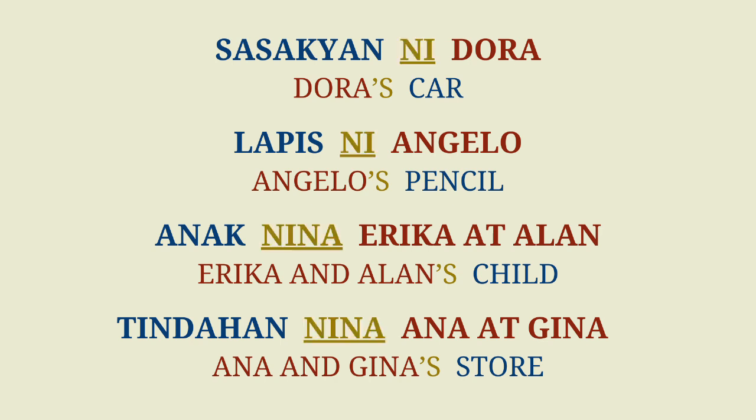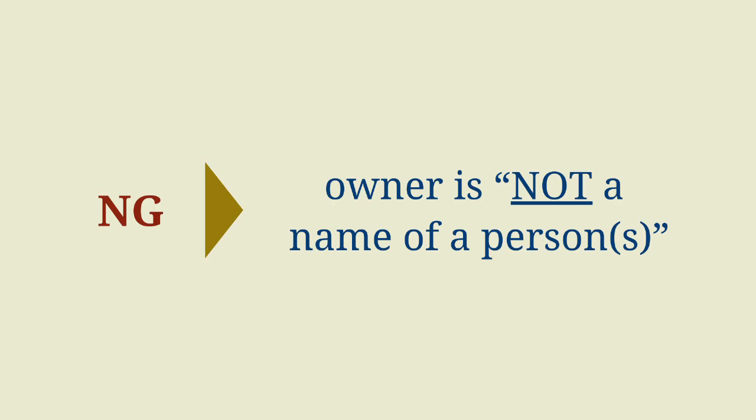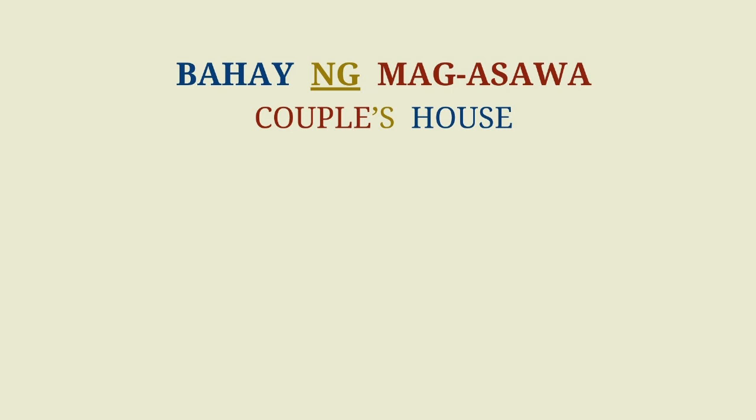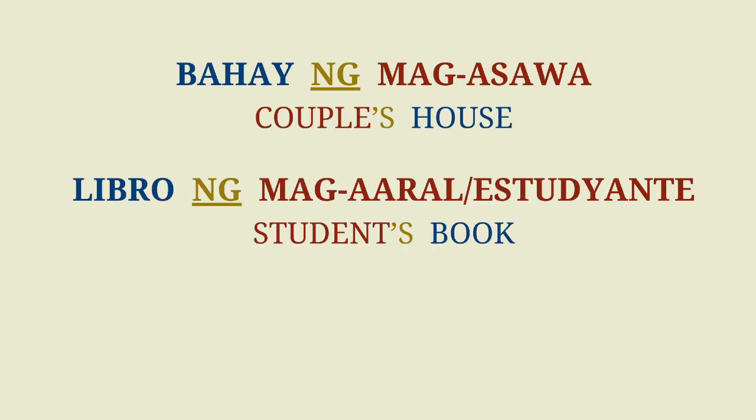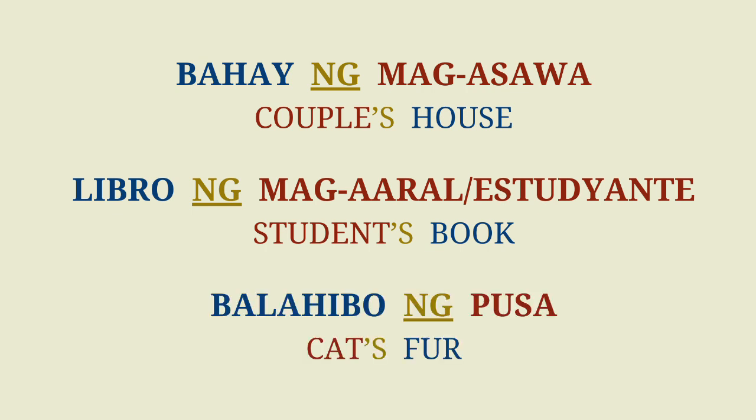Now, what if the owner is not a name of a person? For these instances, we use nang. And it doesn't matter if it's singular or plural. Halimbawa, bahay ng mag-asawa, libro ng mag-aaral, or libro ng estudyante, balahibo ng pusa. And again, we place the object first and then followed by the owner. And we place nang before the owner.